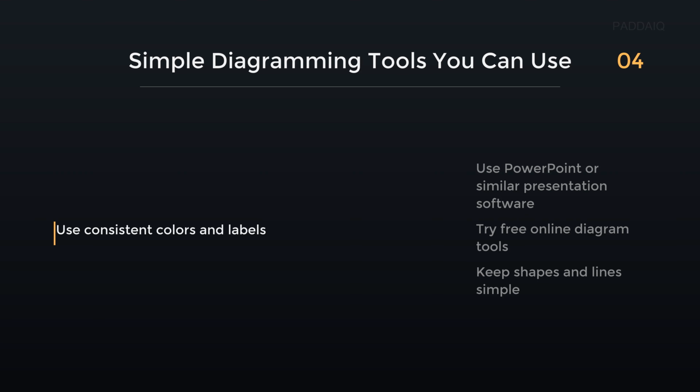Use consistent colors and labels. This means always using the same colors for the same elements and the same text labels across all your diagrams. For example, always color SAP systems blue and label them SAP ERP. This practice makes your diagrams instantly understandable and professional for everyone viewing them.